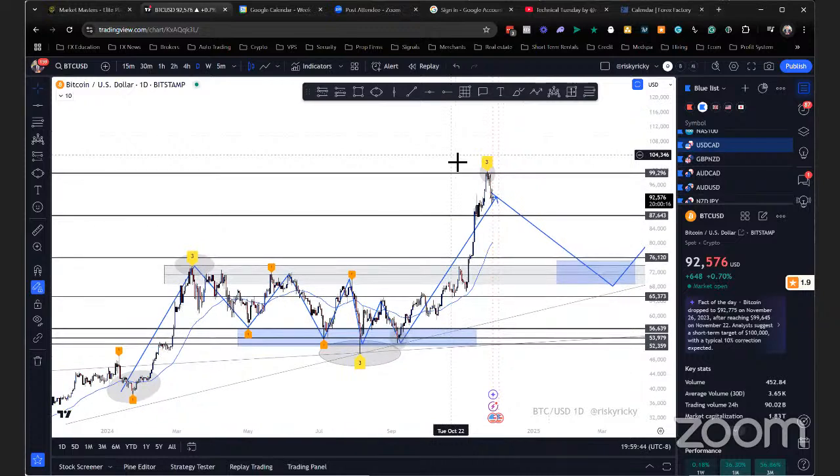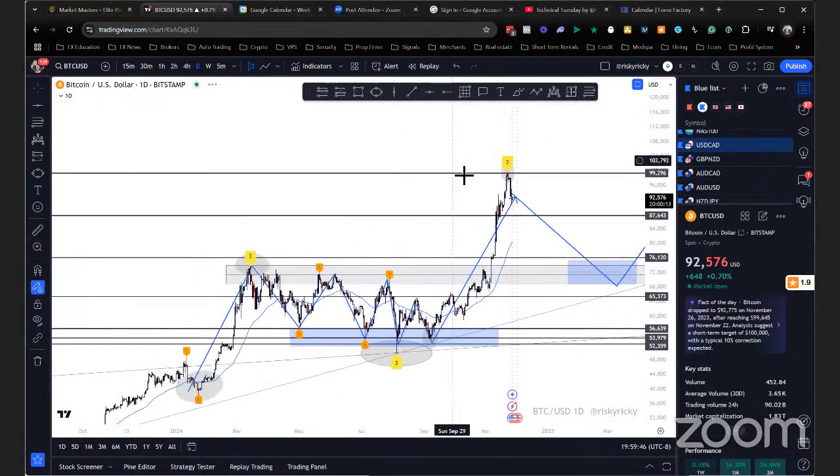The strategy here is going to be the threes mixed with reversal patterns.